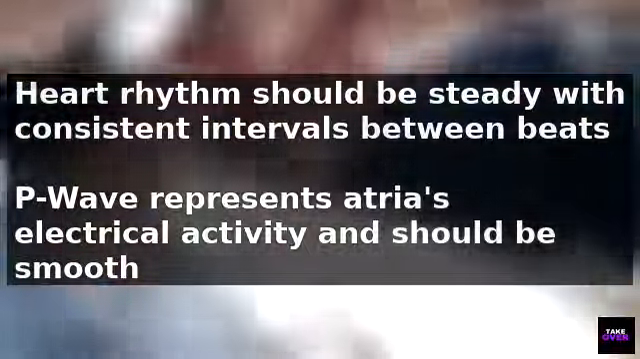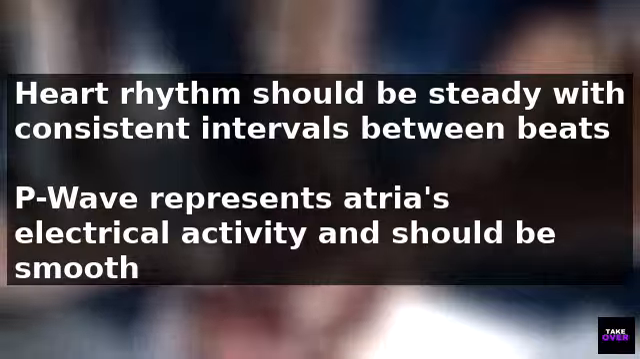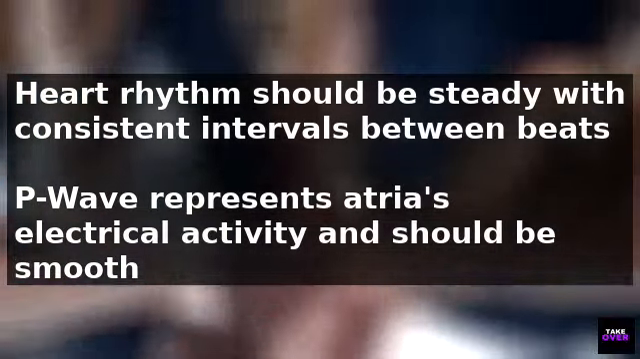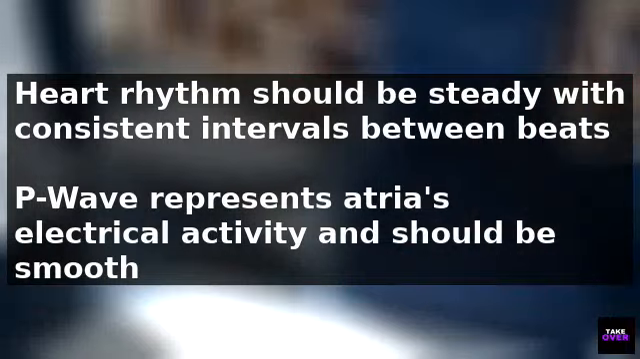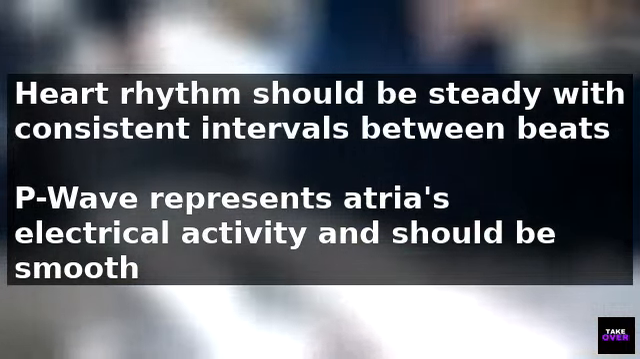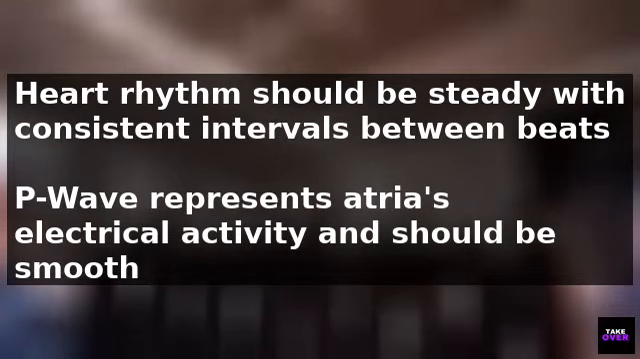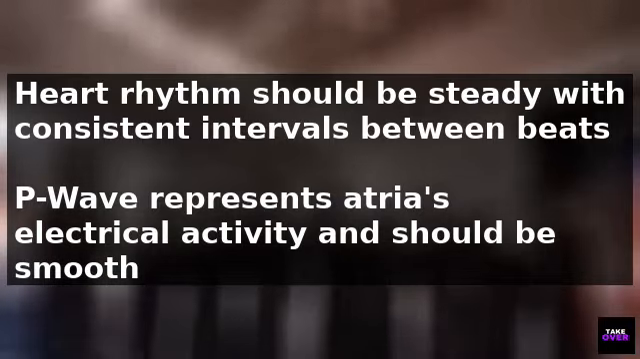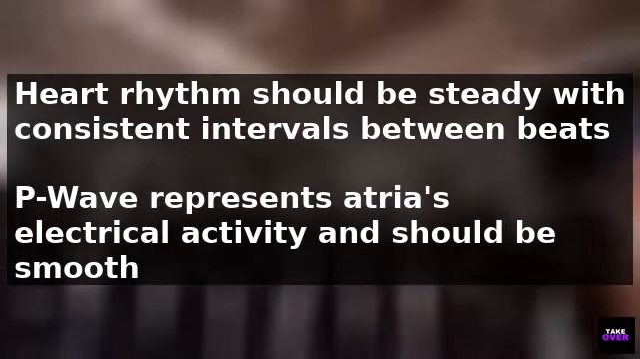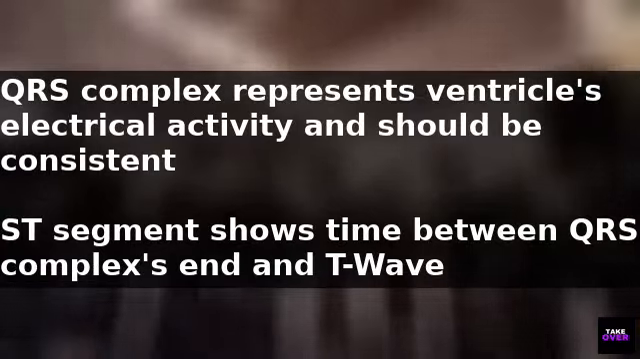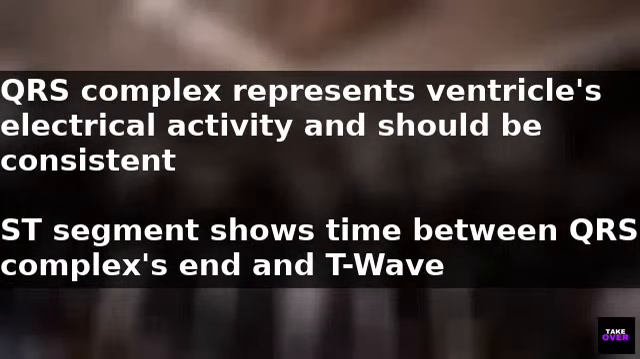Then, look at the P wave, which represents the electrical activity of the atria and should be smooth and uniform in shape, present before every QRS complex. The QRS complex, representing the ventricle's electrical activity, should be consistent in size, duration, and shape, and narrow.